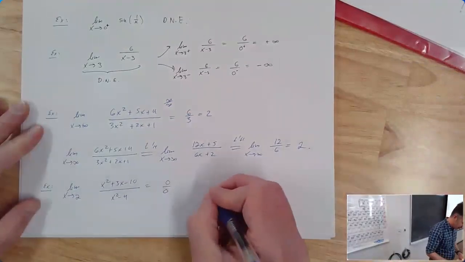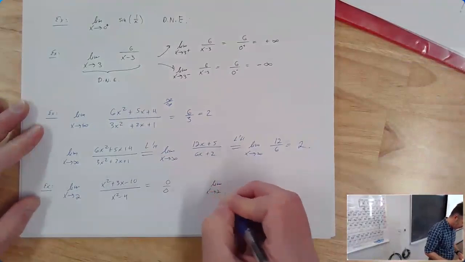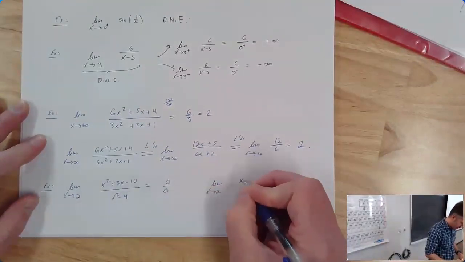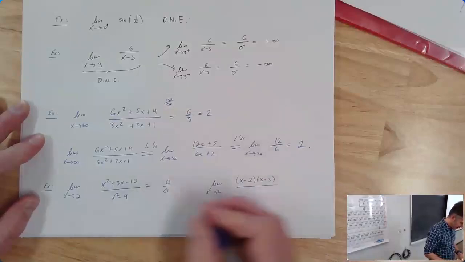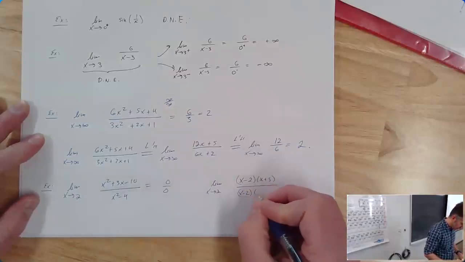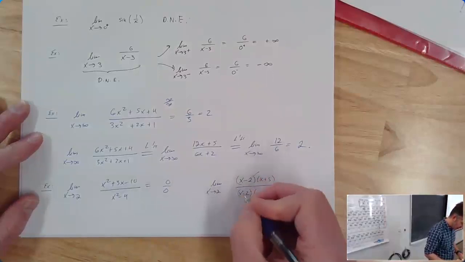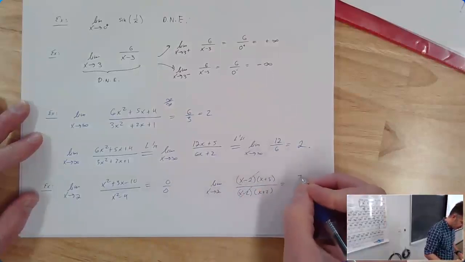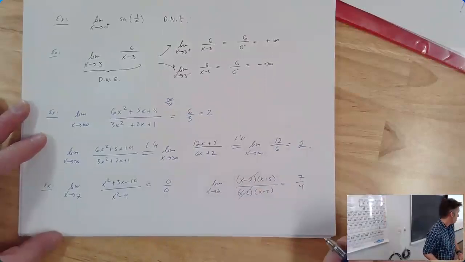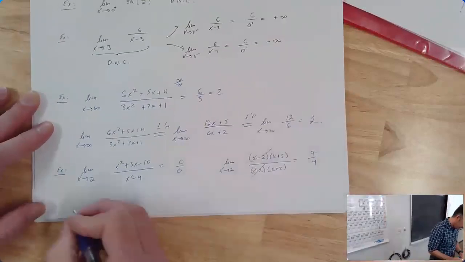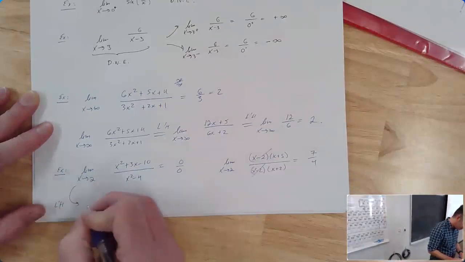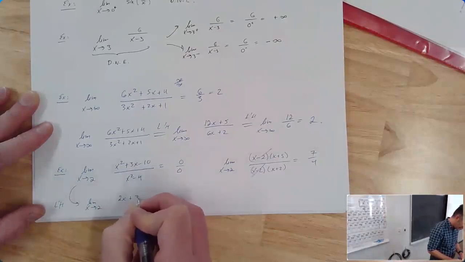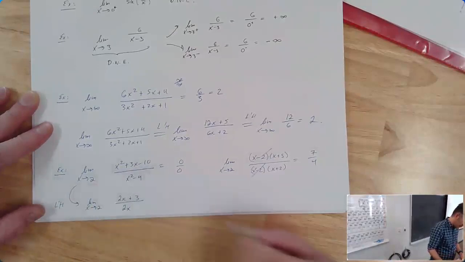I could say this is equal to the limit as x approaches 2 of, let's see, the top is going to factor as x minus 2 times x plus 5. And the bottom is going to factor as x minus 2 times x plus 2. And then those cancel, and you plug in 2, and you get 7 over 4. But we also could use L'Hopital's rule. We could have said this is equal to the limit as x approaches 2 of 2x plus 3 over 2x.